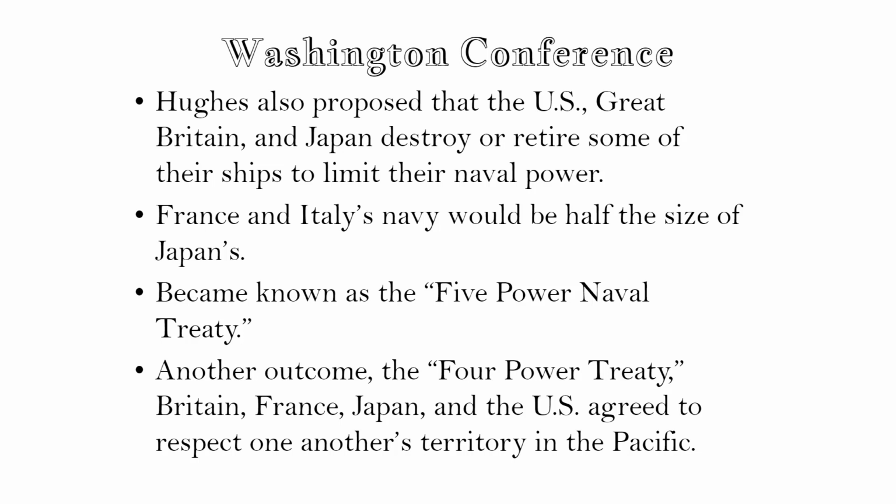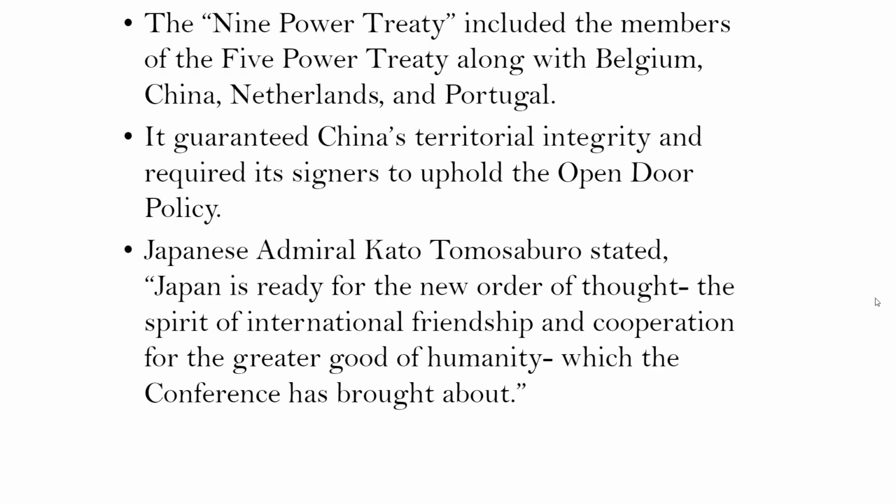Europe had already been doing that for centuries, and then the U.S. in the early 1900s, which you probably should have learned about in U.S. One. The U.S. was out in the world trying to colonize and expand its territorial holdings as well, because the mindset is the more territory you hold, the more power you have. You're adding resources, you're adding wealth and things like that to your country as you're claiming new territories. So the Nine-Power Treaty included the members of the Five-Power Treaty, along with Belgium, China, Netherlands, and Portugal. It guaranteed China's territorial integrity and required its signers to uphold the open door policy.